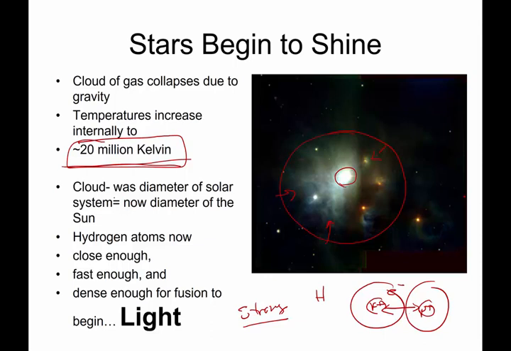So we start with a cloud about the diameter of the sun. You end up with something about the diameter of our star, and we eventually get something that will release energy in the form of heat and light.